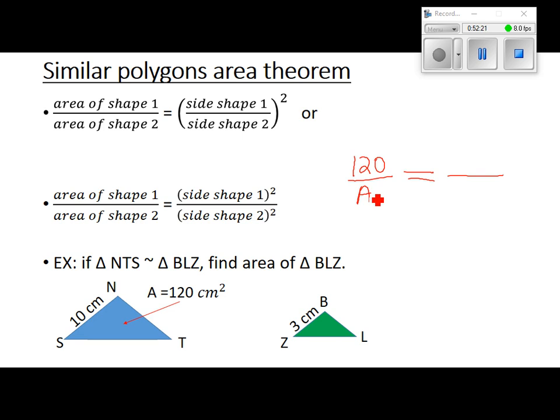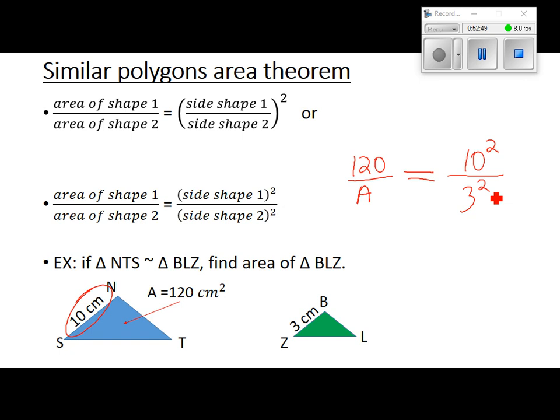Now here's where a lot of students get confused, or they forget. They just forget this little part. If you're dealing with areas, when we do the second part, you have to take the sides and square each one. So from the first shape, that's 10, but we don't just write 10 there. We got to write 10 squared. What side does it match up to in the second shape? 3 squared. So 3 squared.